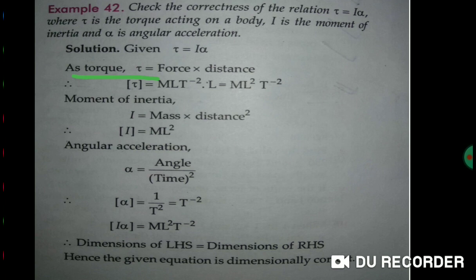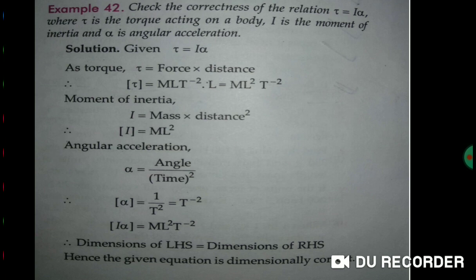Now the formula of torque. The general formula of torque is force into displacement, or force into distance. We have discussed the dimensional formula of force, which is MLT^-2, and the dimensional formula of distance is L. So our new formula becomes ML^2T^-2. That is the dimension of the LHS part, torque.